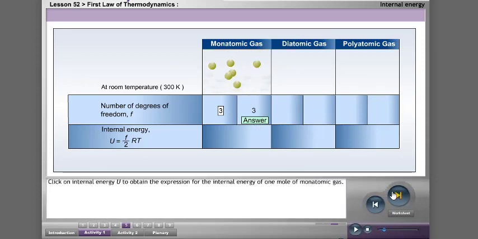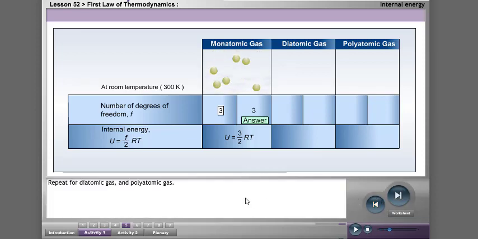Click on internal energy U to obtain the expression for the internal energy of 1 mole of monatomic gas. Repeat for diatomic gas and polyatomic gas.